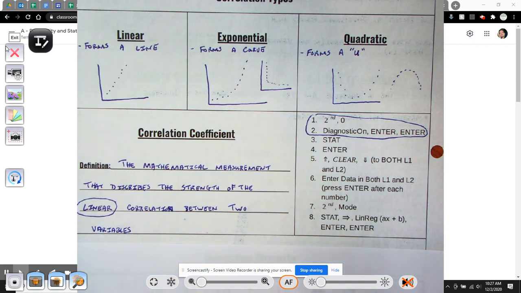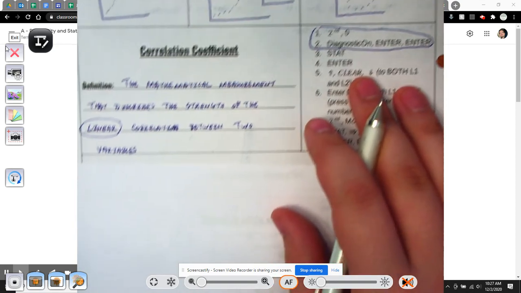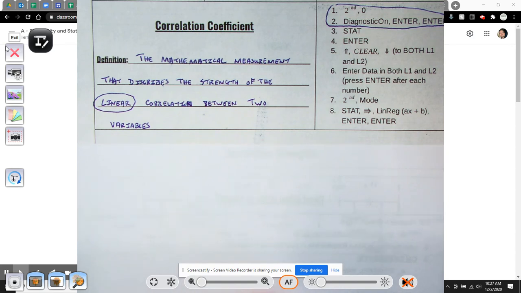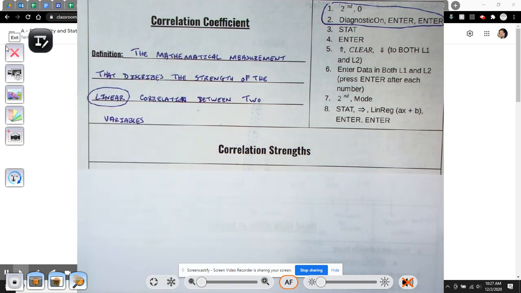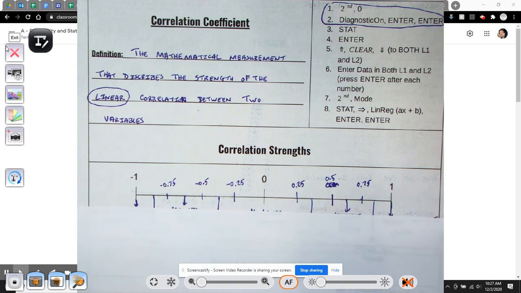Now, before we look at an example, we do need to understand the correlation strengths. For correlation strengths, it will always be a number between -1 and +1. So I have kind of a number line. Now, your number line on your notes only has a -1, the 0, and the 1. I would please add in the -0.75, -0.5, -0.25, 0.25, 0.5, and 0.75, because these are our dividers for strength.